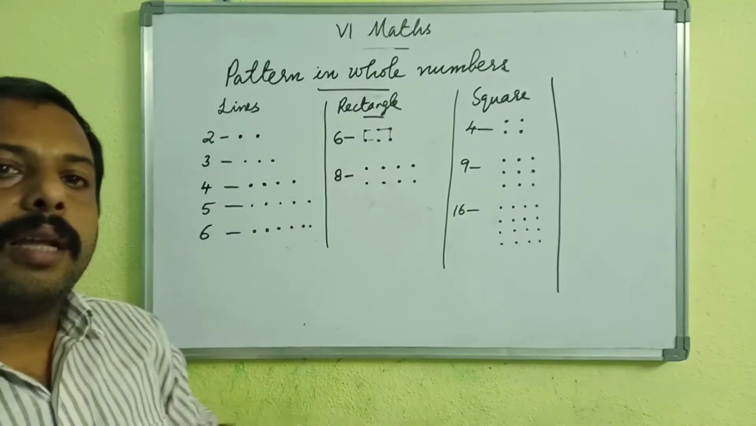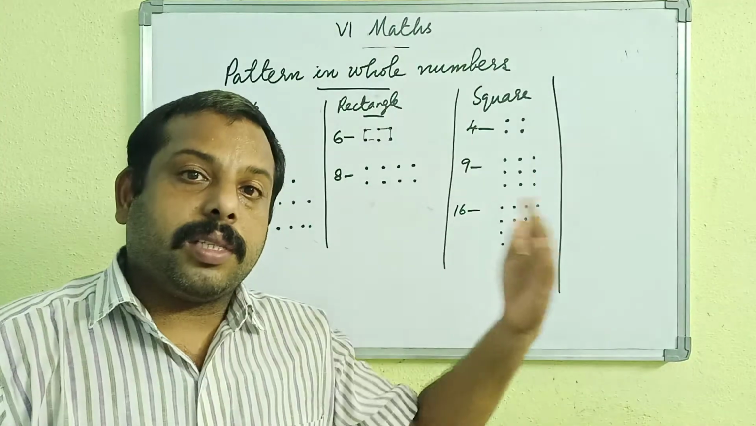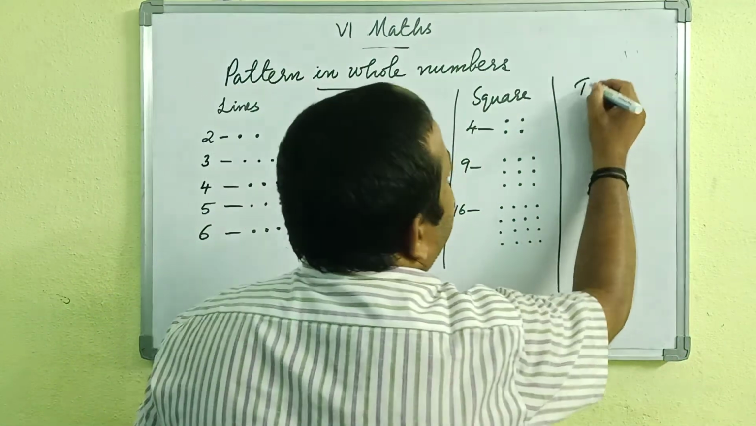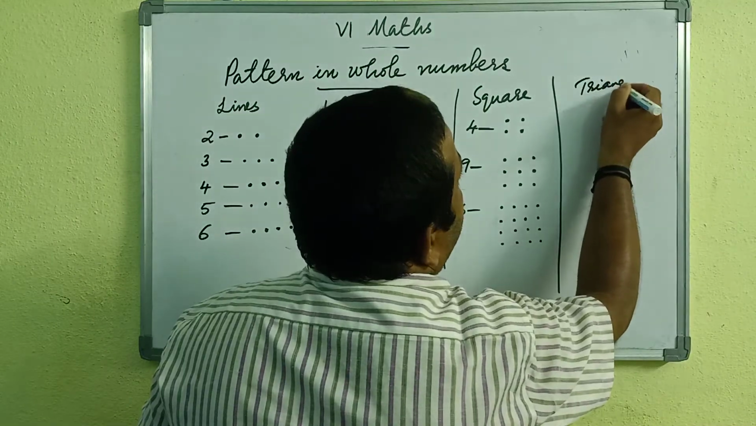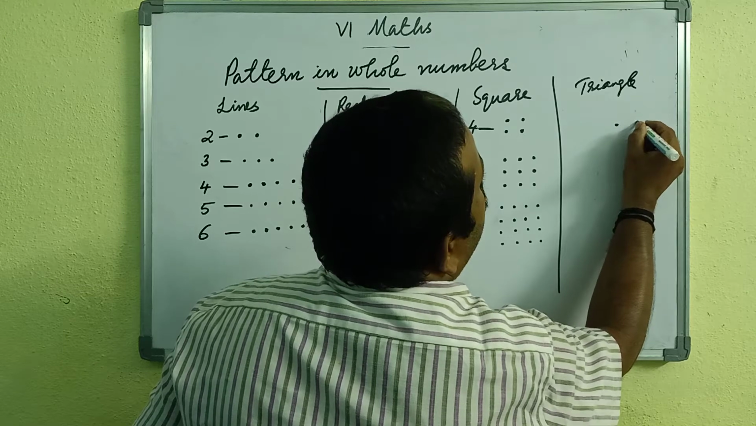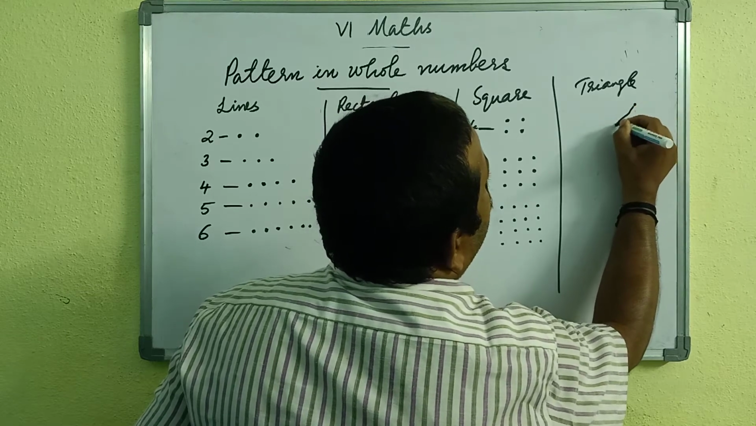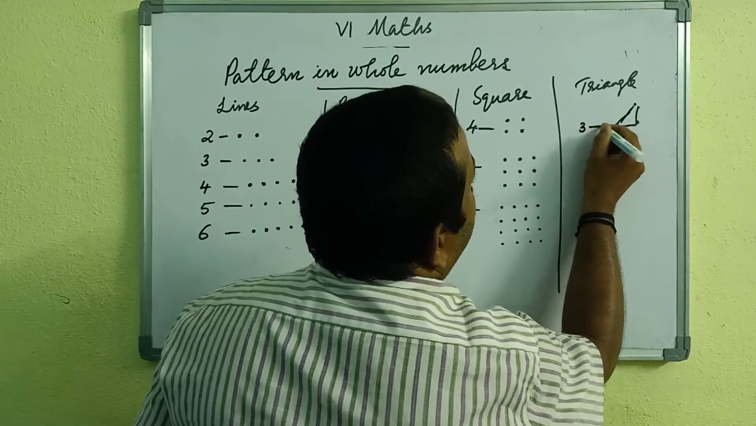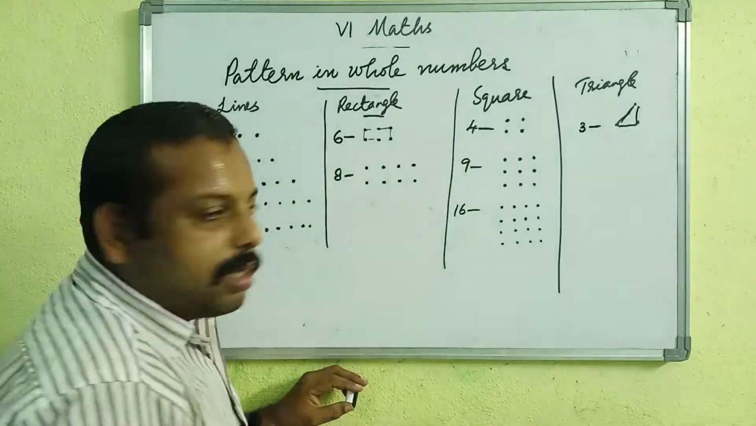Some of the numbers can be represented as a triangle also. Let us see such numbers. Triangle. Suppose I am placing 3 dots like this. 1, 2, 3. When you unite, what will you get? You will get a triangle. So 3 can be represented as a triangle.